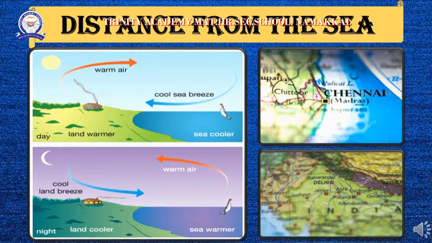Places far away from the sea do not get sea breezes. So they are extremely hot in summer and very cold in winter. Such a climate is called extreme climate.